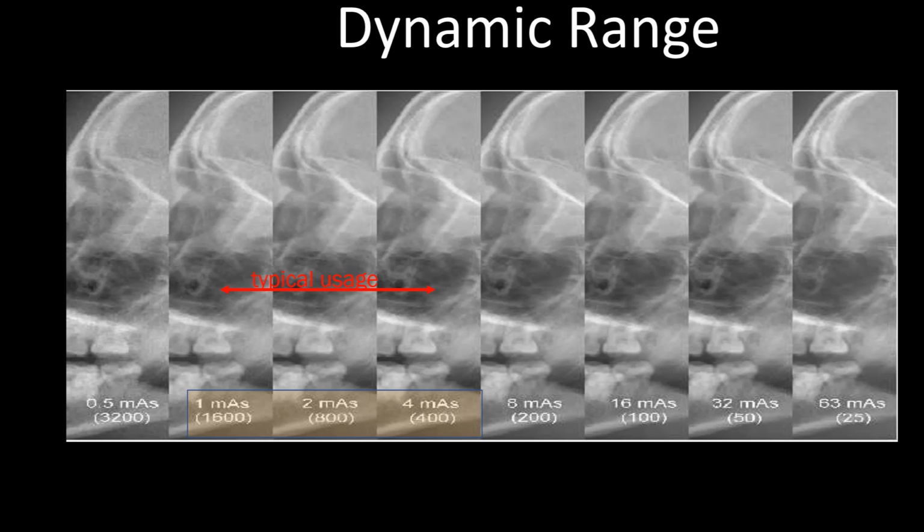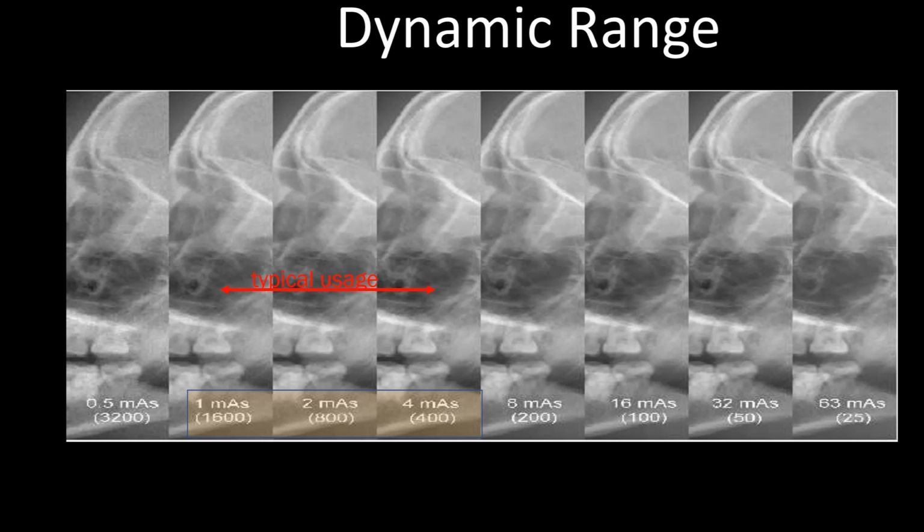The dynamic range of digitally acquired images is far superior to images acquired using a film screen system. So we have many shades of gray to choose from, lots of data to choose from. And if we take a look at this lateral skull that's showing the sinuses here, what we're going to see is that we have a range of exposures from 0.5 mAs up to 83 mAs.